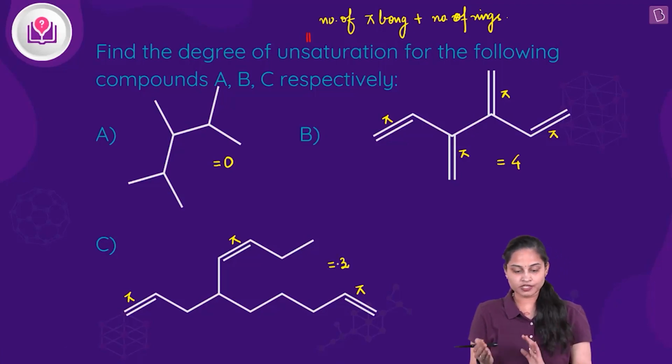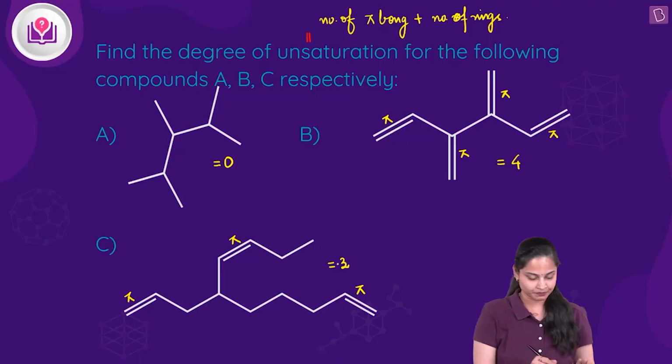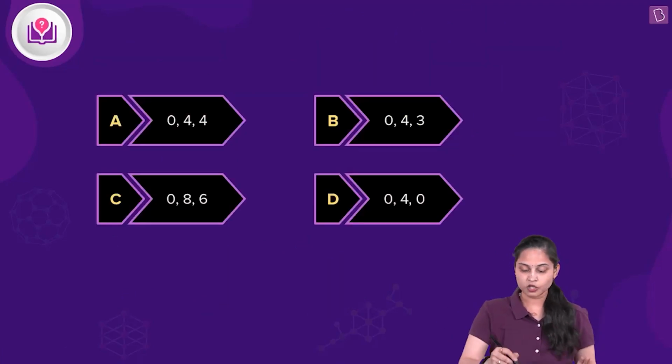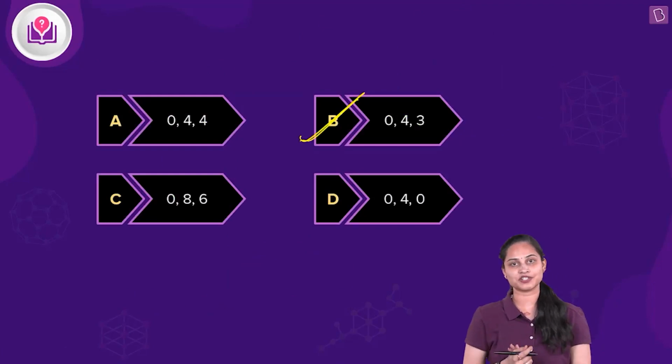So the degrees of unsaturation for the following compounds A, B, and C are 0, 4, and 3. Option number B is the right answer to this question.